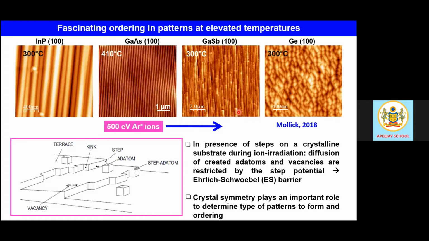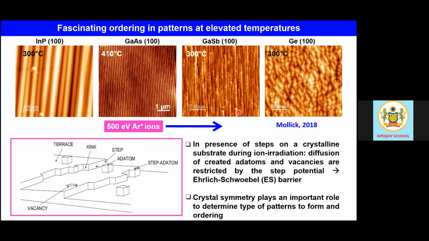Now, these can be very nicely explained, as I told you the other day, by invoking the Ehrlich-Schwoebel barrier, which is dependent on crystal symmetry, and let us not get into detail. But the important thing is that this kind of highly ordered pattern formation is possible in semiconducting materials by ion exposure, low energy ion exposure for instance, and is possible when we bring the sample to an elevated temperature.